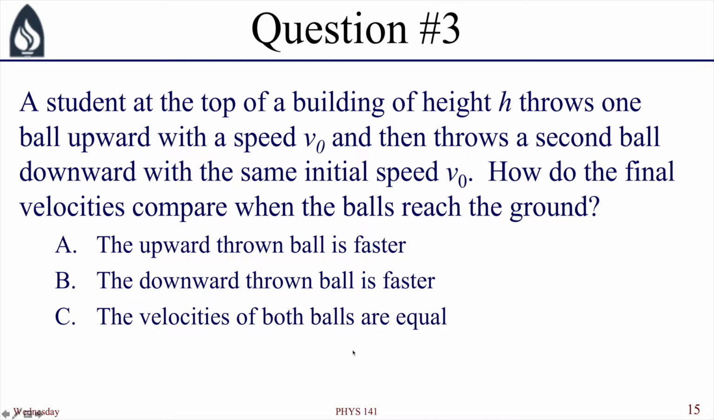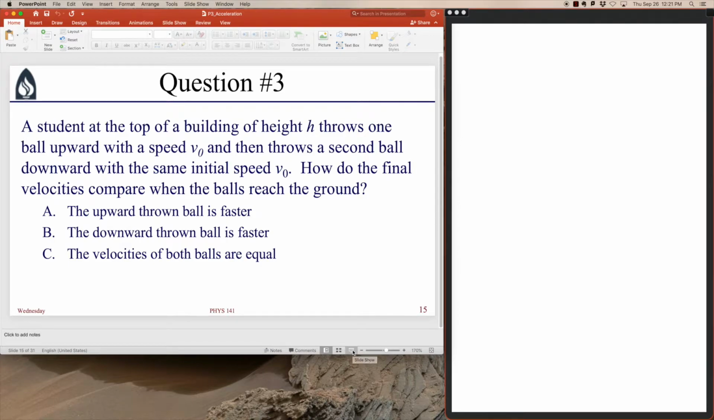What will happen? How will the final velocities compare when the two balls reach the ground? So to help us think about this question, maybe we should draw a picture. So we have a building, and we throw these two balls. One is thrown with an upward speed of v0, and the other one is thrown with a downward speed of v0. And we want to know what's going to happen when those two balls reach the ground.